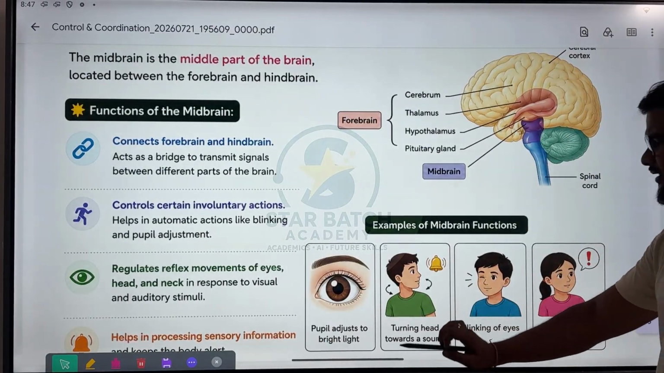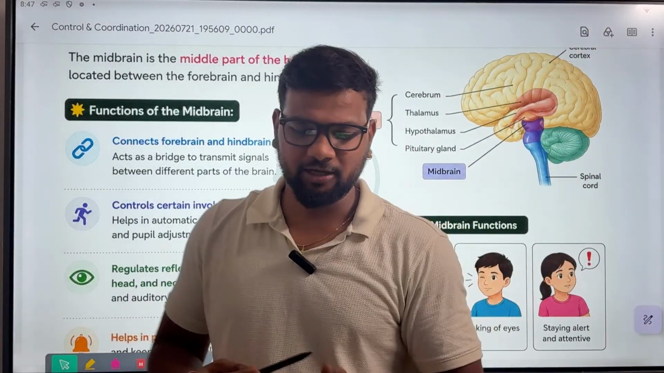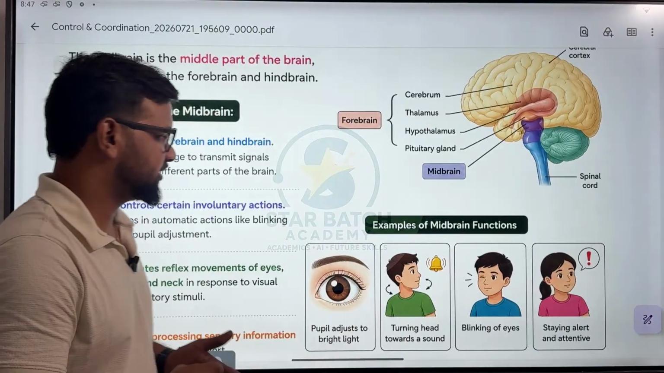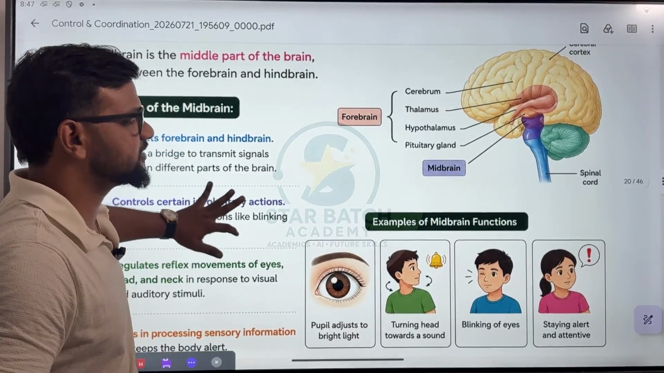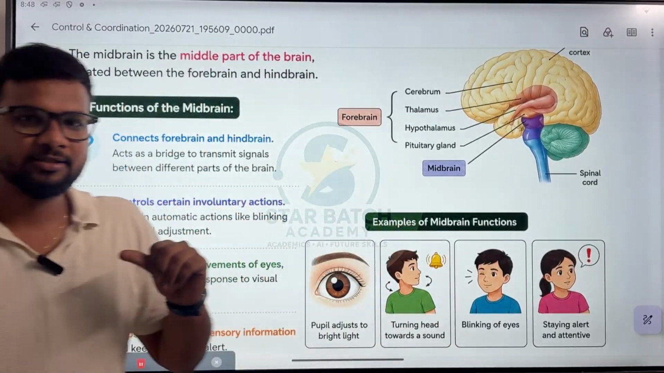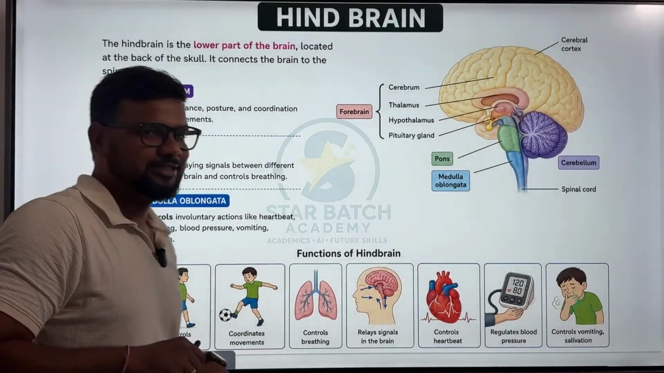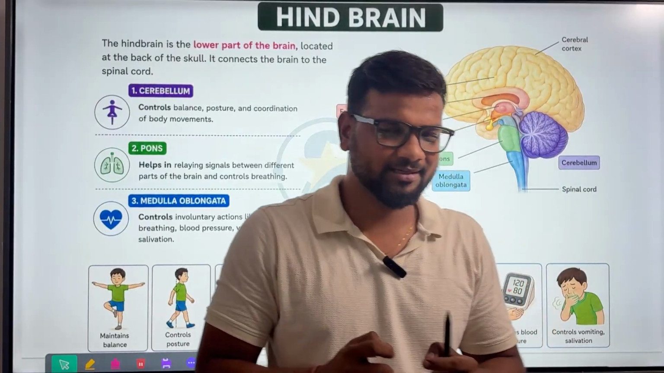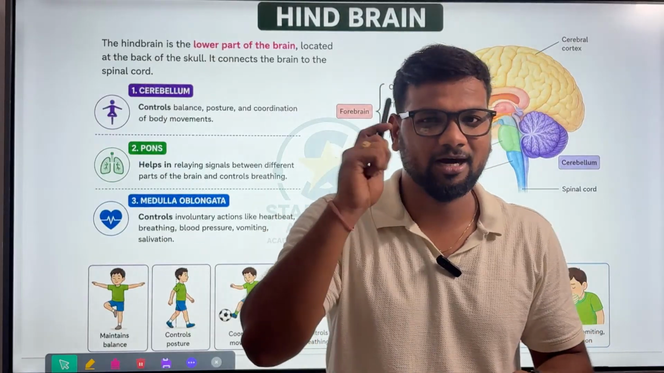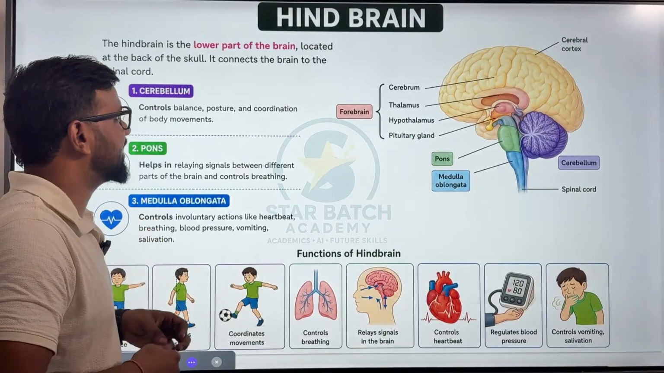Pupil adjustment होगा, turning head होगा, blinking of an eye. Blinking of an eye कब करेंगे आप? देख रहा हूँ सभी, ठीक है? हाँ. So we have this staying alert and attentive, ठीक है? Guys, you have heard in PUBG में stay alert. Yes, right? I guess you guys have played. Yes, how that is being related to the midbrain. Okay. Yes, now we have the hindbrain.